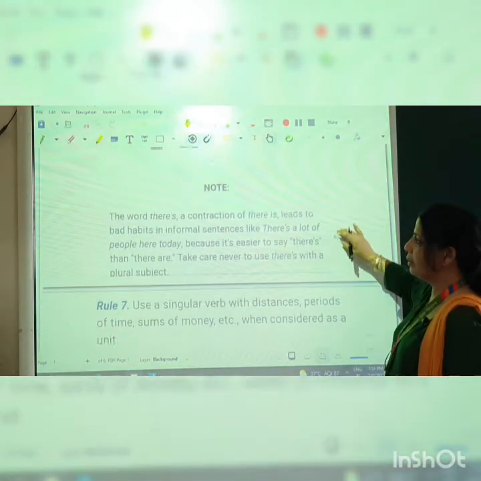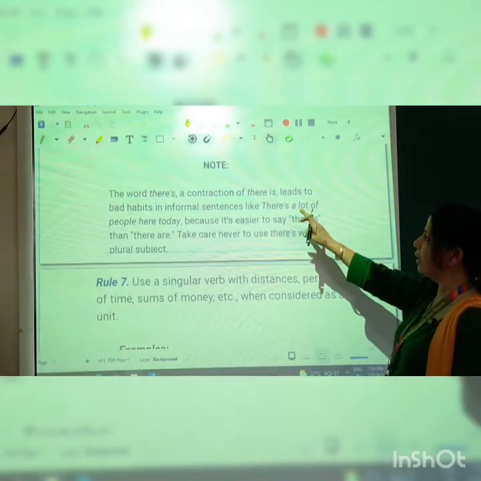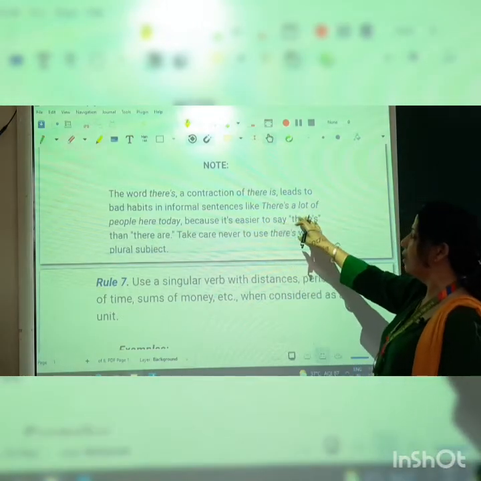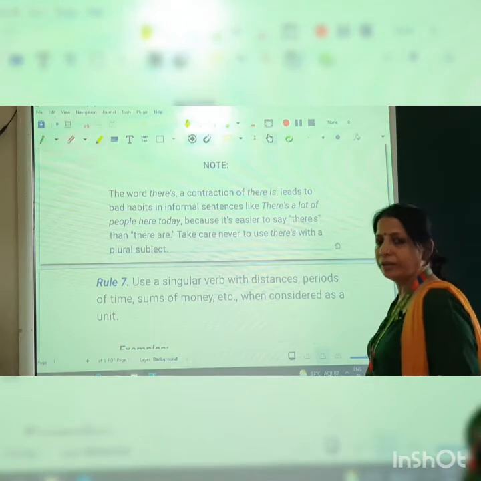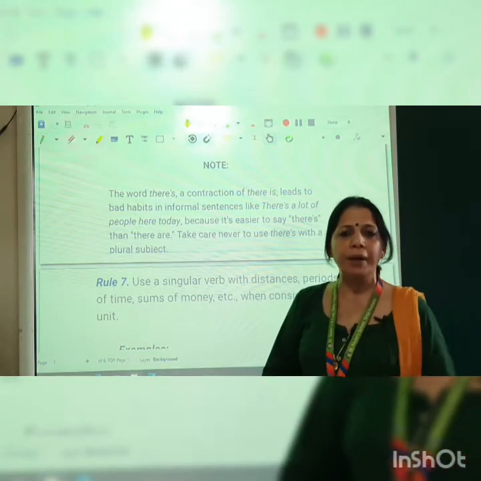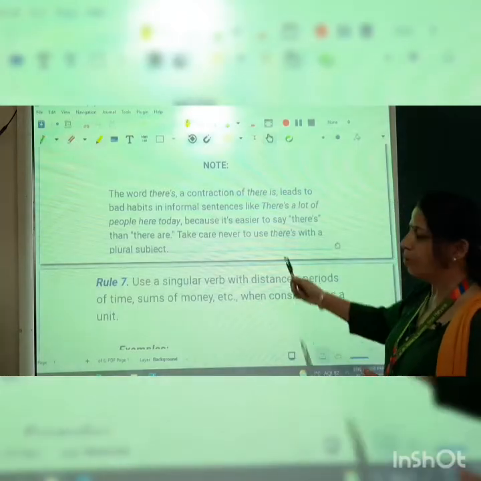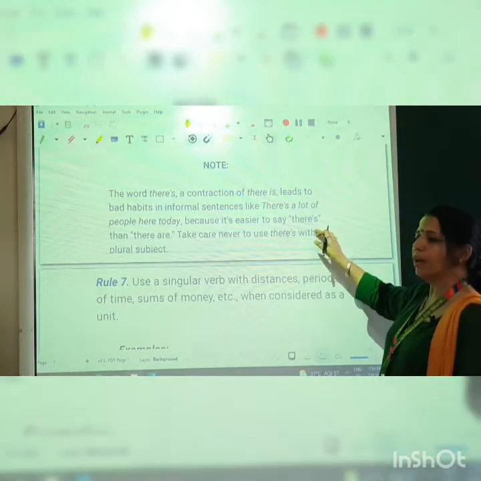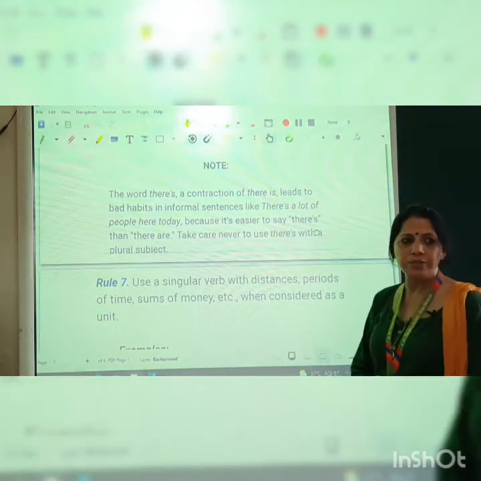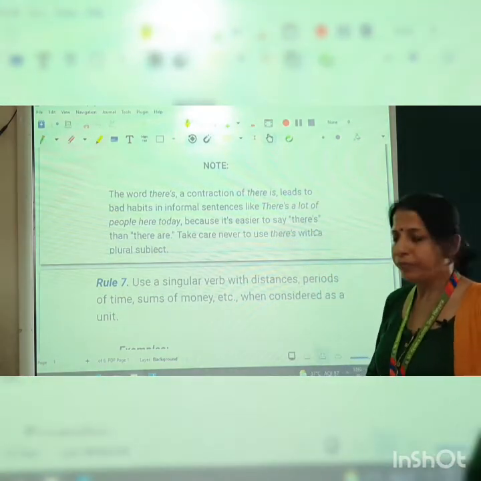So the word there is a contraction of there is actually leads to bad habits in informal sentences like there is a lot of people here today, because it is very easy to say there is in comparison to there are. But don't make this mistake. With plural you will have to use there are. There are a lot of people here today instead of saying there is a lot of people. Okay.